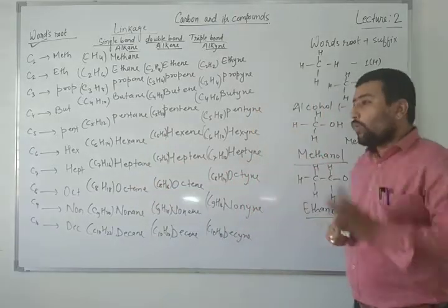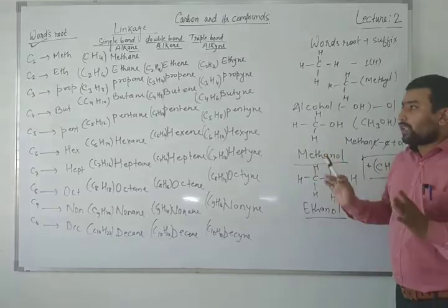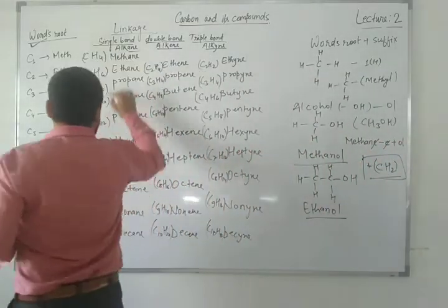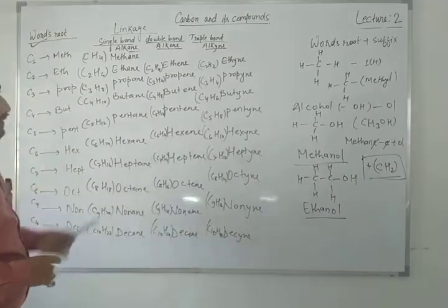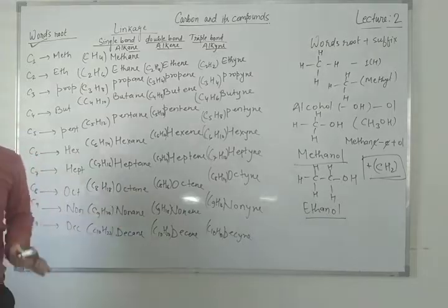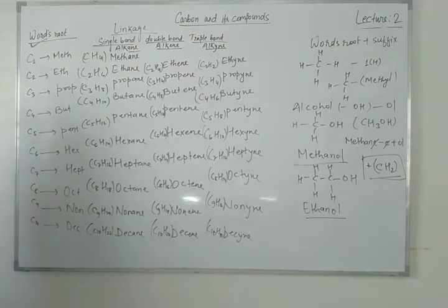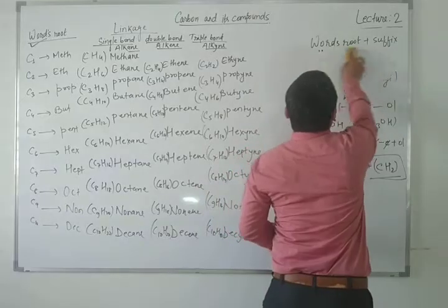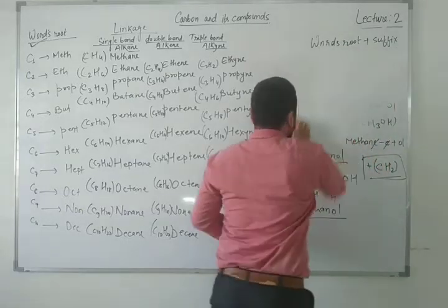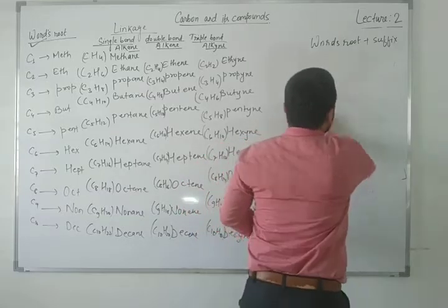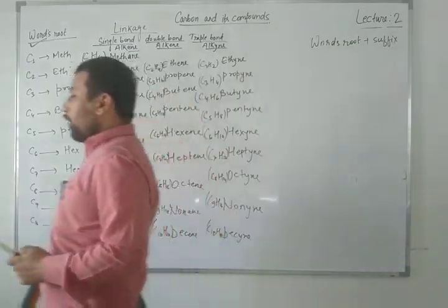So what is your homework? First of all, you have to write each and every alkane in the form of the functional group, as I am writing what suffix you have to add. If you are adding the alcohol functional group, then you have to remove E and add ON. See dear students, I am showing you how to write.